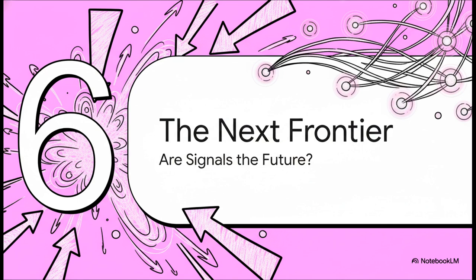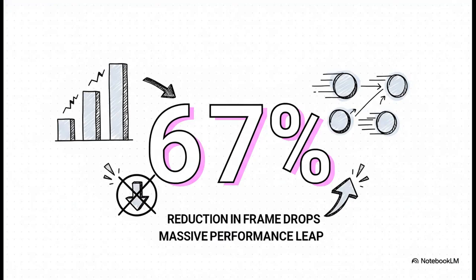But you know how this goes. Just when we think we've got the landscape figured out, the ground starts to shift again. There's a new idea on the horizon that could change everything. 67%. What is that? Well, according to some amazing research, that is the reduction in dropped frames in UI jank that was achieved by using a new reactive paradigm called signals. A 67% improvement. That's not just a small step, that's a giant leap.